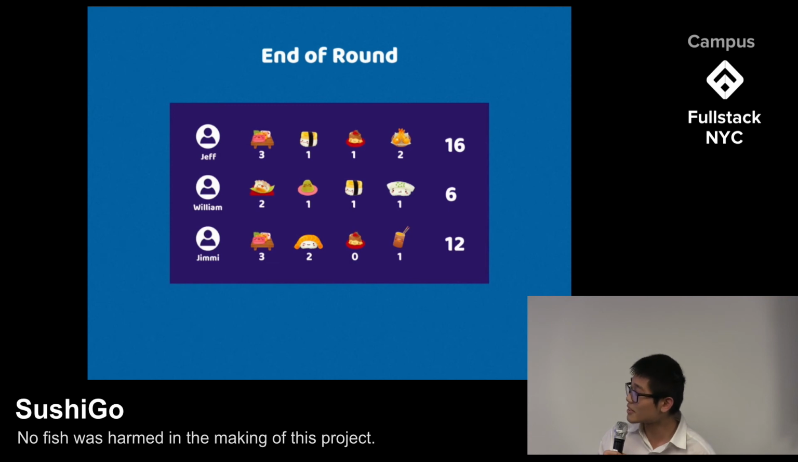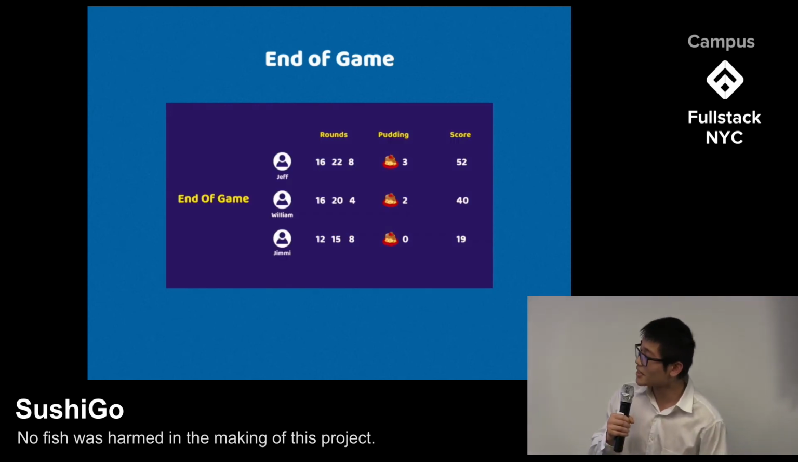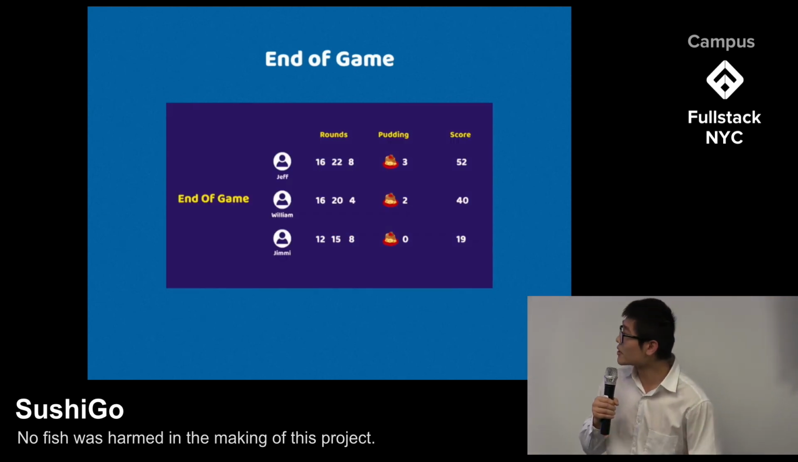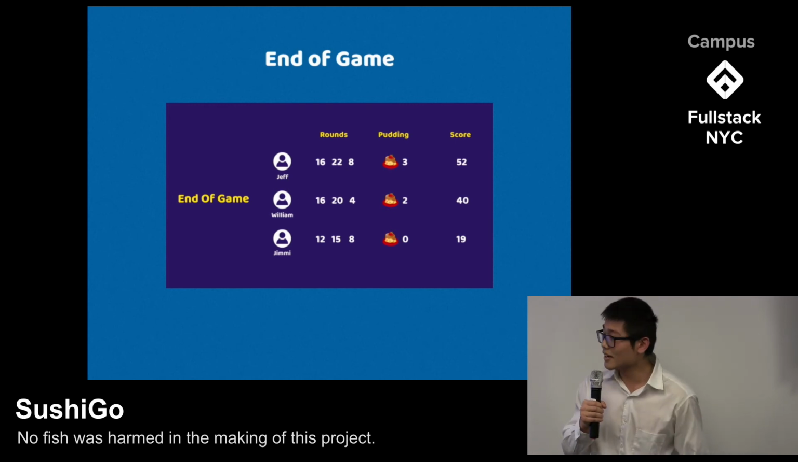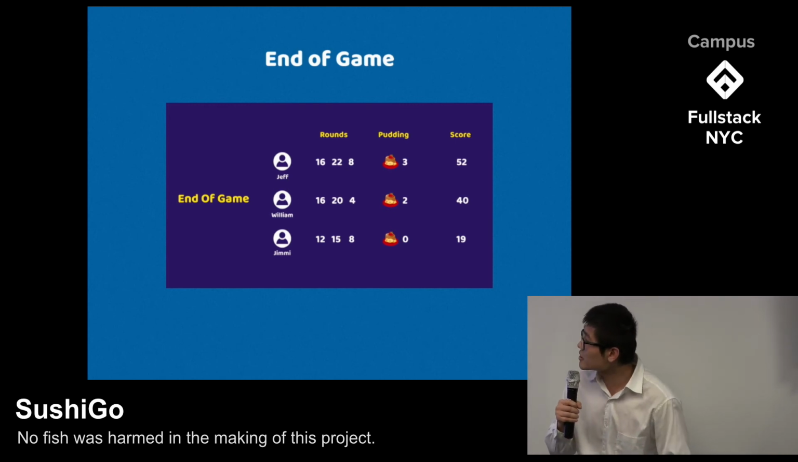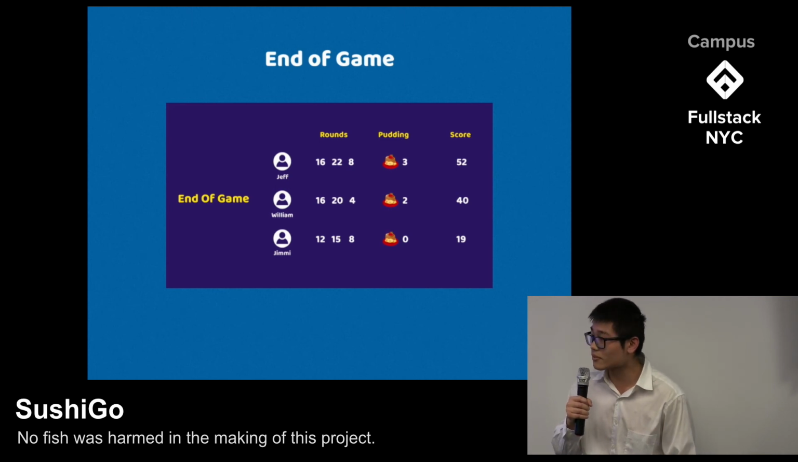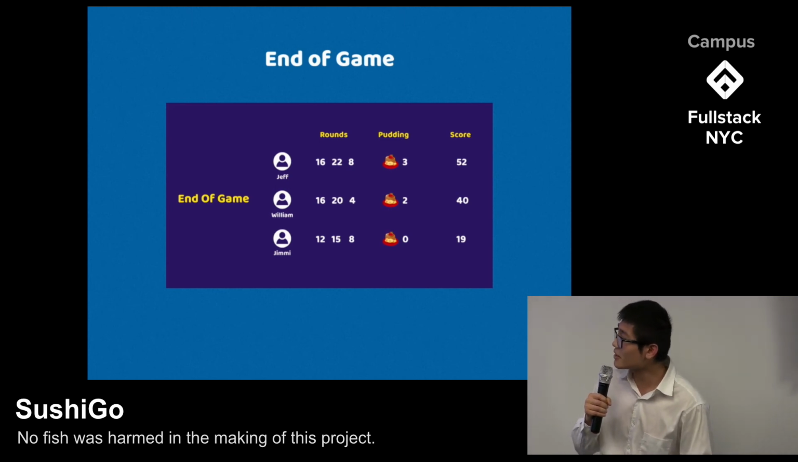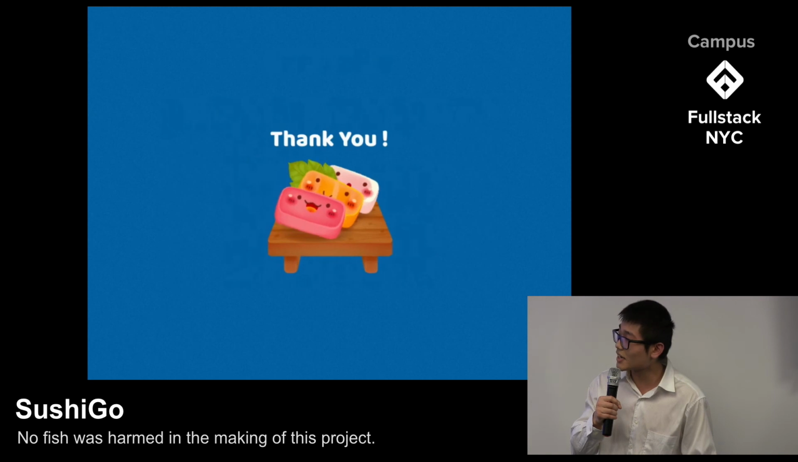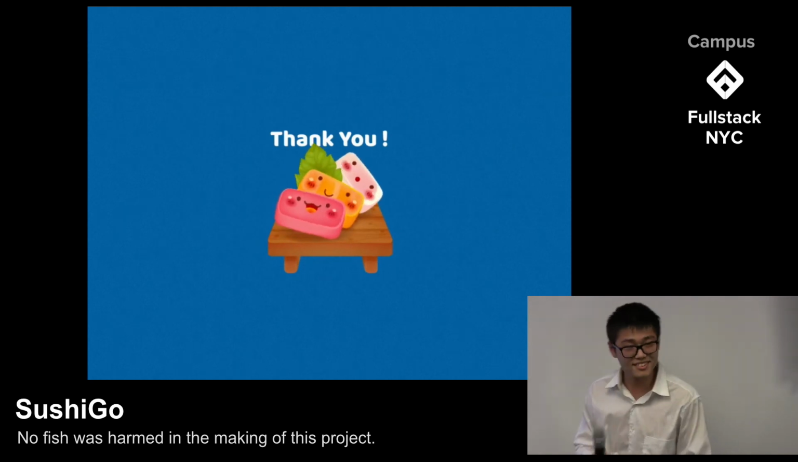After all 3 rounds have been played, a user will see this screen. It shows the scores for each round and also the total score for the game. From there, a user can go back to the menu and start a new game. We had a lot of fun building this game, and thank you for your time.